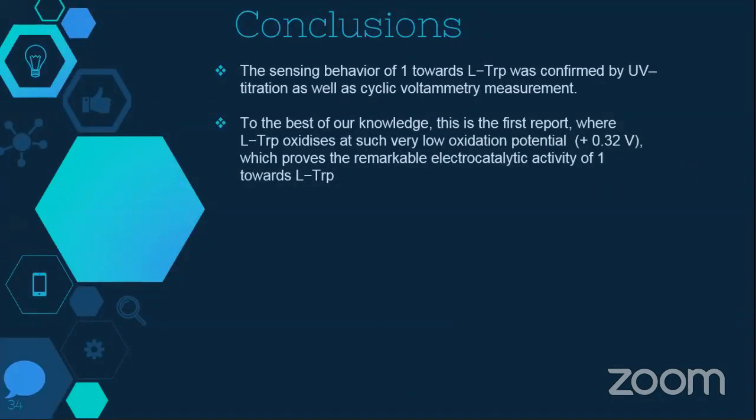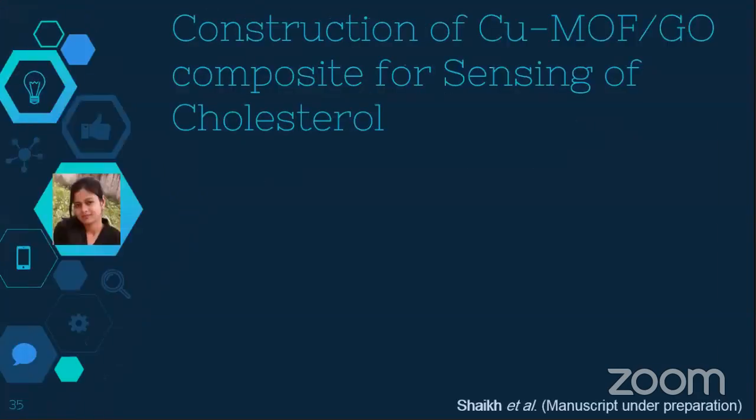So here we conclude the sensing behavior of 1 towards L-tryptophan was confirmed by UV titration as well as cyclic voltammetry measurement. To the best of our knowledge, this is the first report where L-tryptophan oxidizes at such a very low oxidation potential, that is at 0.32 volt. This was the first report we published on this, which proves the remarkable electrocatalytic activity of 1, the copper complex, towards L-tryptophan.